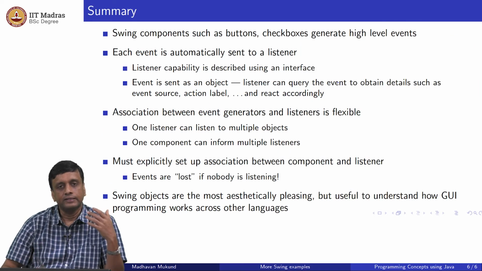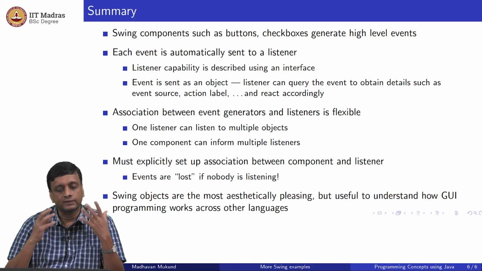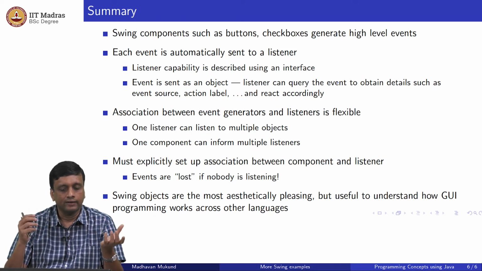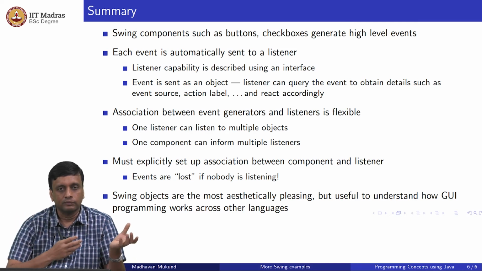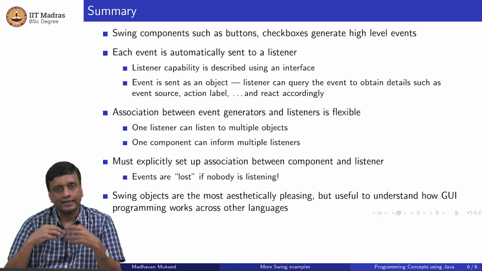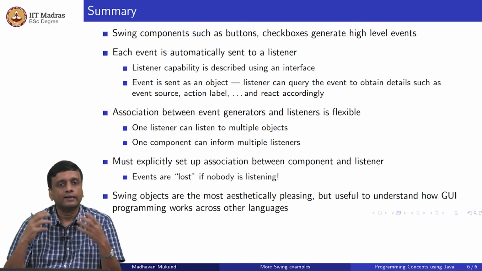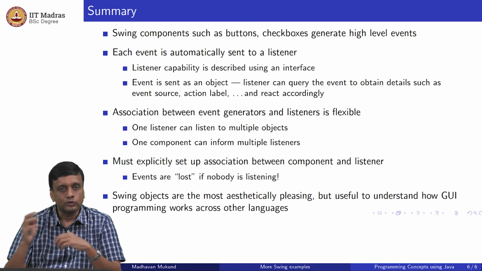So the summary is that Swing has this built-in notion of components, and these components like buttons and checkboxes and so on generate these high-level events depending on what type of object they are. And each event is automatically sent to a listener that is listening, and what the listener is supposed to do is described through an interface depending on the nature of the component that you have. And the listener can now take this event that it gets. When the event happens, it's an object, so it can look at this event and analyze it. It can say where did it come from, what is the action label associated with it, and so on, and react accordingly.